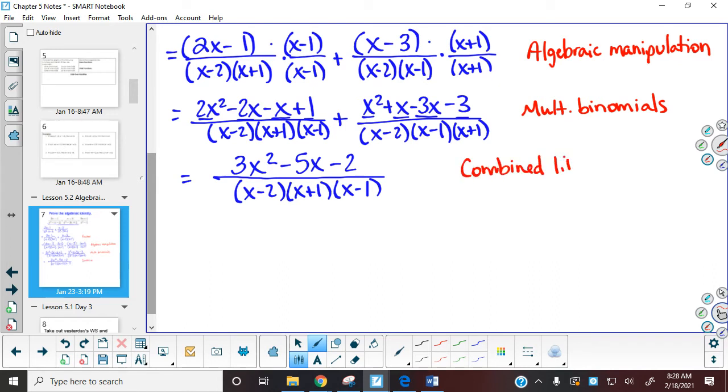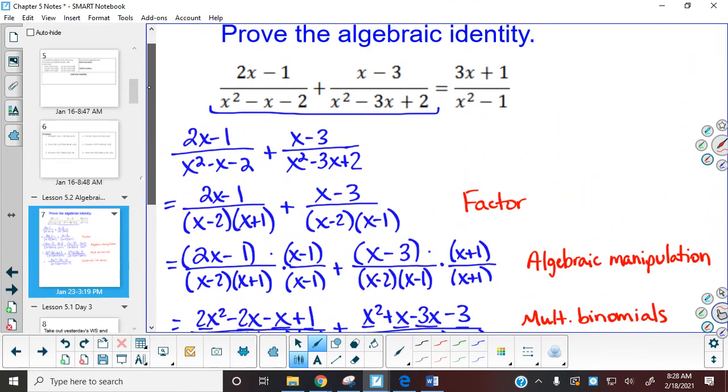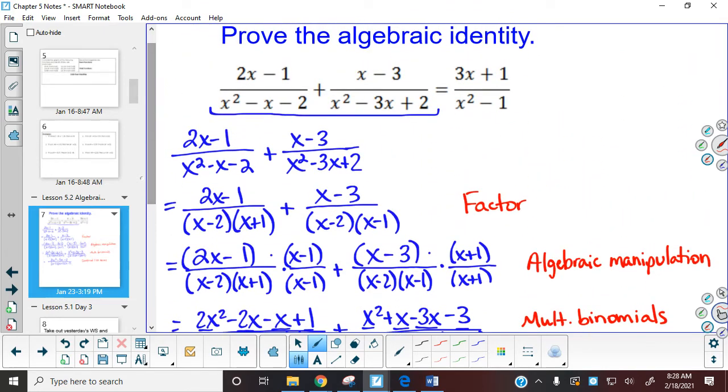And again, you could say something else. You could say something like I added the numerator or something of that nature. Okay, and so now here's the thing. You want to go ahead and take a quick check. Are we where we want to be? And so if you look, we want to get to this 3x plus 1 over x squared minus 1.